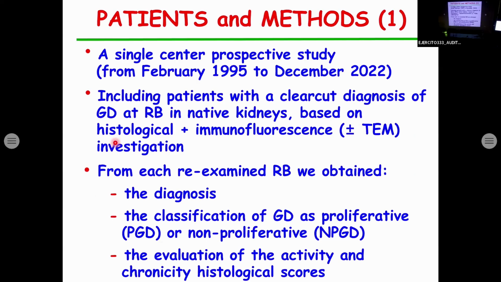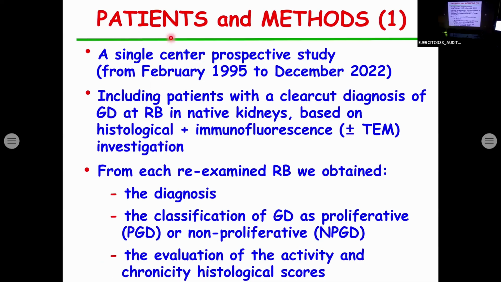So, this paper. Patients and methods. I will tell you only the main results, and I will not go through too many details from the methodological point of view. It is a single center prospective study, which started in February 1995 and ran up to December 2022. The study includes patients with a clear-cut diagnosis of glomerular disease at renal biopsy in native kidneys, based on histological plus immunofluorescence investigation and electron microscopic investigation when needed.